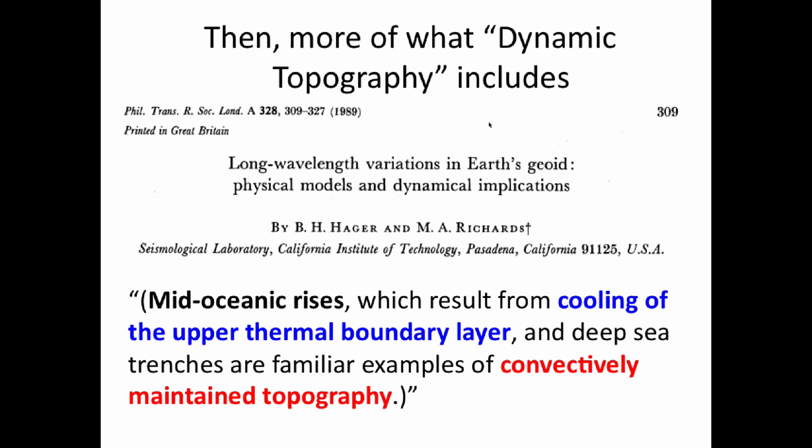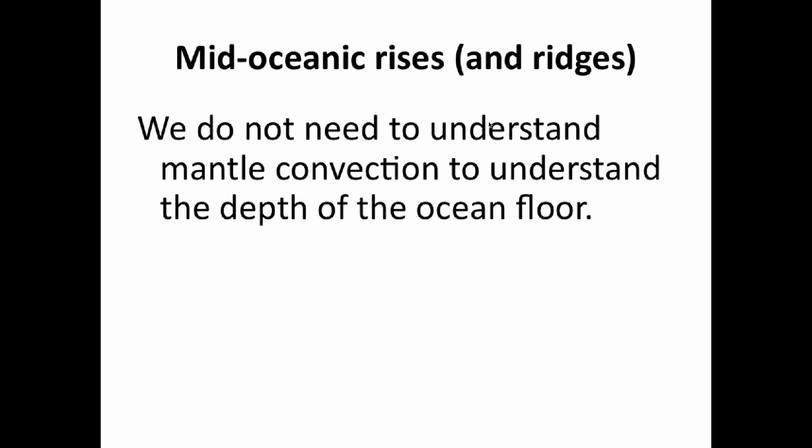Well, so that was the first use of the term dynamic topography that I've found. But Hager and Richards wrote more good papers on this subject, but they did stick a sentence in, and in the parentheses, these are their parentheses: mid-ocean rises, which result from cooling of the upper thermal boundary layer, and deep sea trenches, are familiar examples of convectively maintained topography. This has been taken to mean that these features are part of dynamic topography, and many people would argue they're part of it. Well, this is going too far, because we don't need to understand mantle convection to understand the depth of the ocean floor. We don't need to do that.